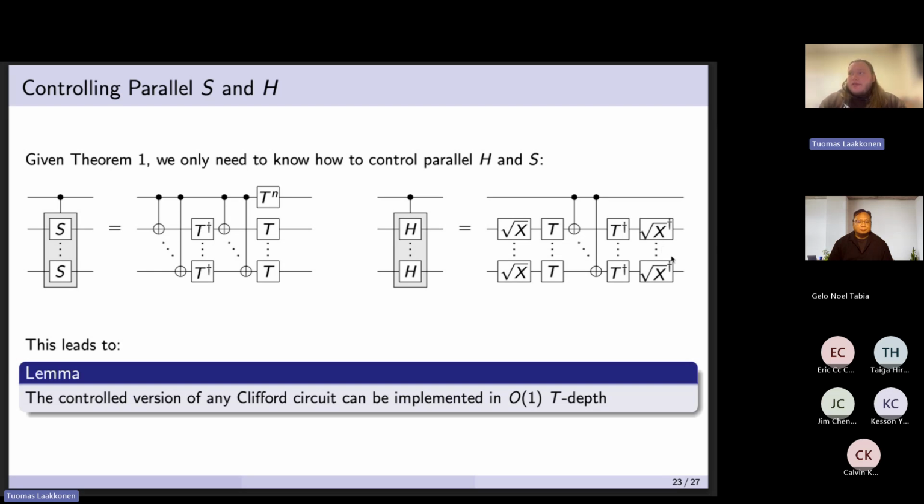And from these two, and the fact that we already know how to deal with CNOT circuits, this immediately gets us to saying that the controlled version of any Clifford circuit can be implemented in constant T depth, which is nice.